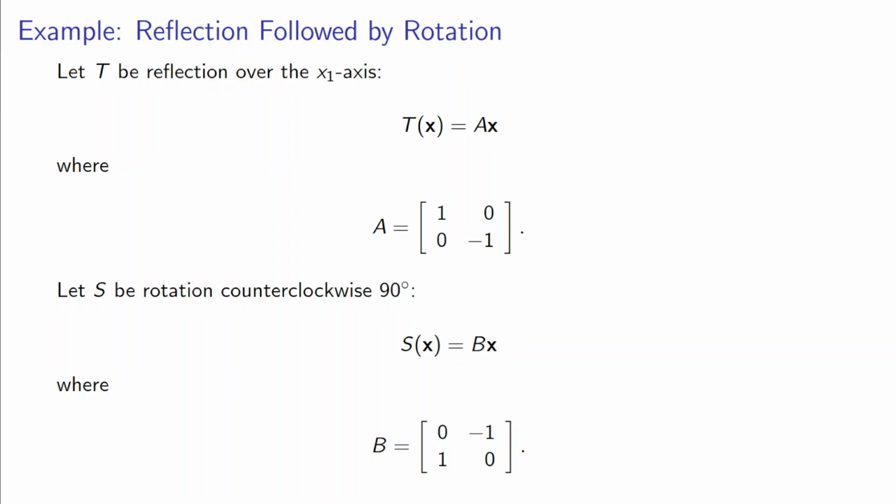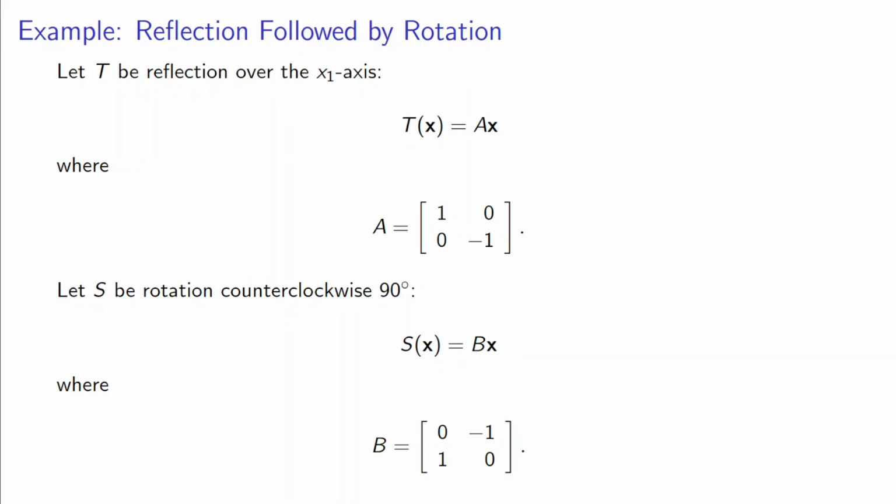We saw in the last video how to construct the matrix A to perform each of these. And so the matrix A for the first transformation of reflecting over the x1 axis would be the matrix [1, 0; 0, -1]. And if S is the transformation where we rotate 90 degrees counterclockwise, we might call the matrix for that B. And in this case, that would equal [0, -1; 1, 0].